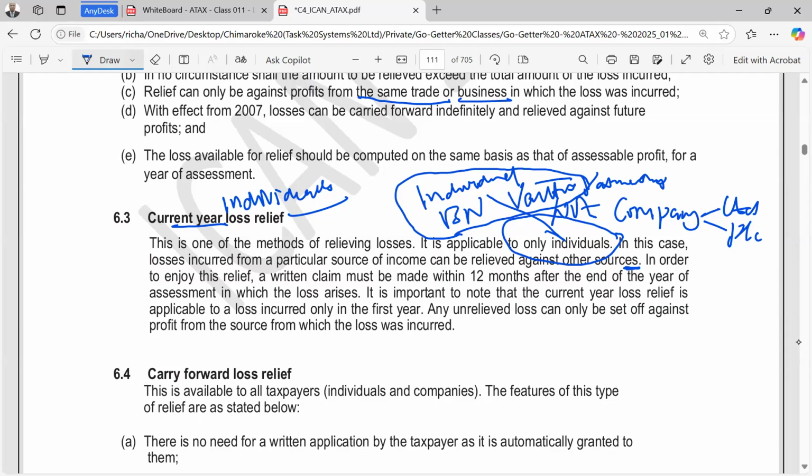Now we've seen current year losses. These are the things that stand out for it. One, it is applicable to only individuals. Two, it is only applicable when you make a claim in writing within 12 months after the end of the assessment year in which the business made a loss. And three, it is applicable on the first year in which the loss occurred.